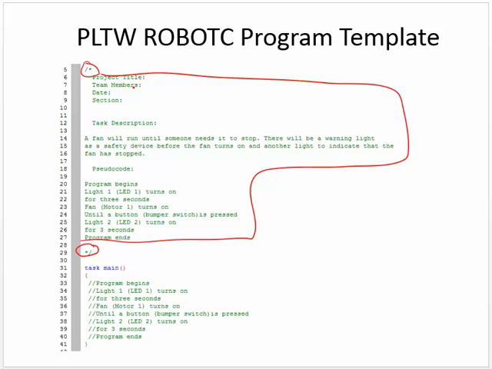So up here with the title, the team members, the date, the section, the task description, the pseudocode, the computer doesn't do anything with this. This is just gibberish to it. What the computer cares about is what we're putting in between the brackets. Down here where it says task main, make sure you start, and it's really not parentheses, it's a bracket. You've got to have a bracket at the beginning and a bracket at the end. Program begins. Light 1 LED turns on for 3 seconds. Fan motor 1 turns on until a bumper press is switched for 3 seconds.